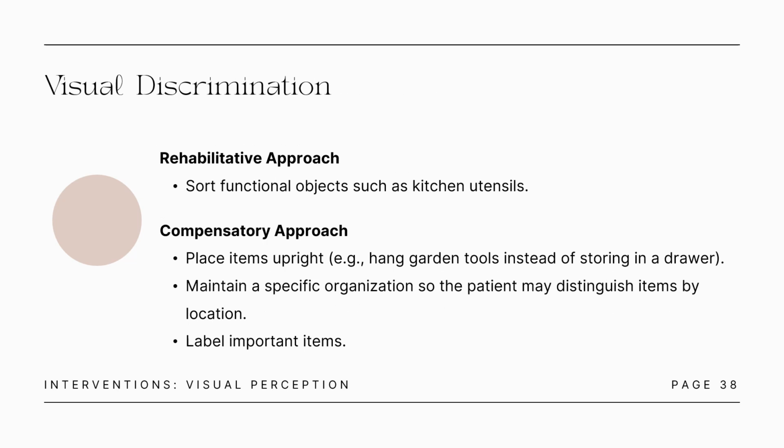The best way to practice visual discrimination and rehabilitate it is really just to practice telling things apart. You're going to do this by having your patient sort objects during their ADL. You can also compensate by removing clutter, keeping organization consistent, and labeling items.